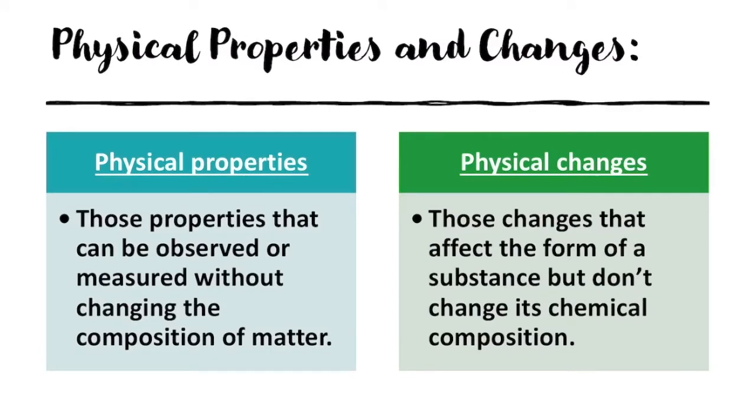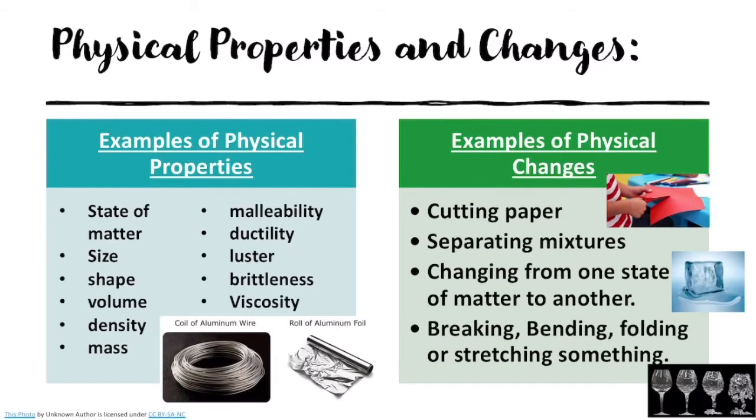So first, we're going to talk about physical properties and changes. Physical properties are those properties that can be observed or measured without changing the composition of matter. And physical changes are those changes that affect the form of a substance, but they don't change its chemical composition. So we might change the shape or the size of something, but we're not going to change the identity of something. So let's talk about some examples.